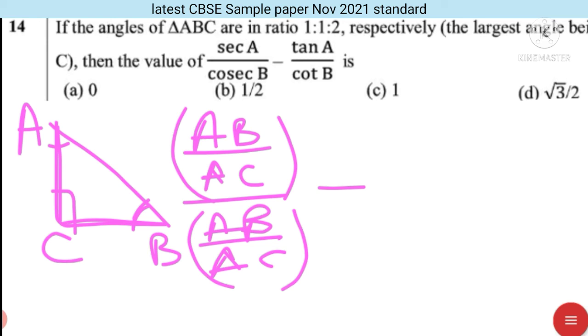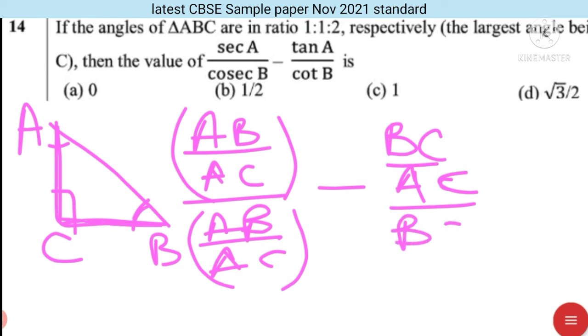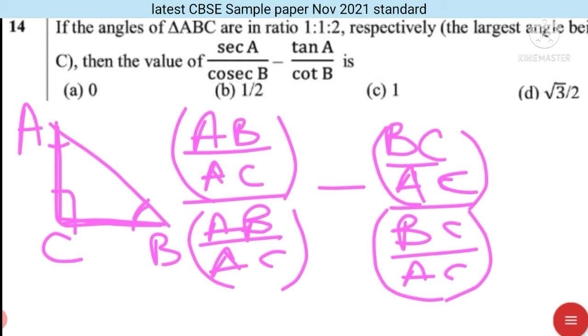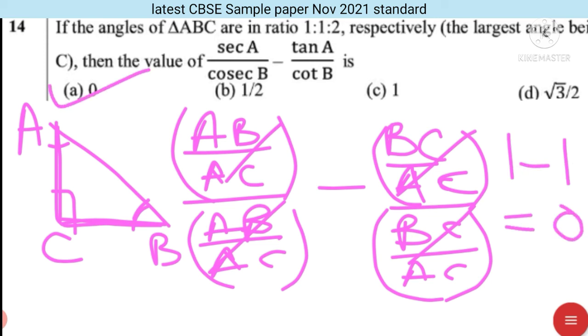Let's write down the value of tangent A, perpendicular upon base, where base is AC. It will be BC upon AC divided by cot of B. Cot of B means base upon perpendicular, where base is BC. So cot B will also be BC upon AC. So in a way you can see that these are getting cancelled, and I am getting 1 minus 1, that is 0. So A is the correct option.